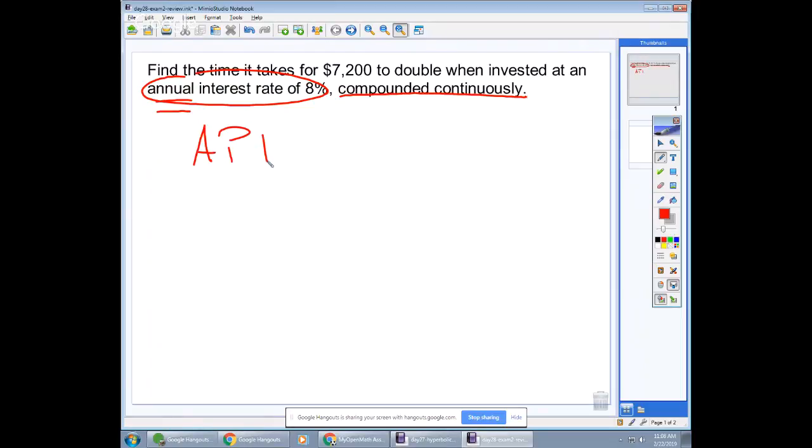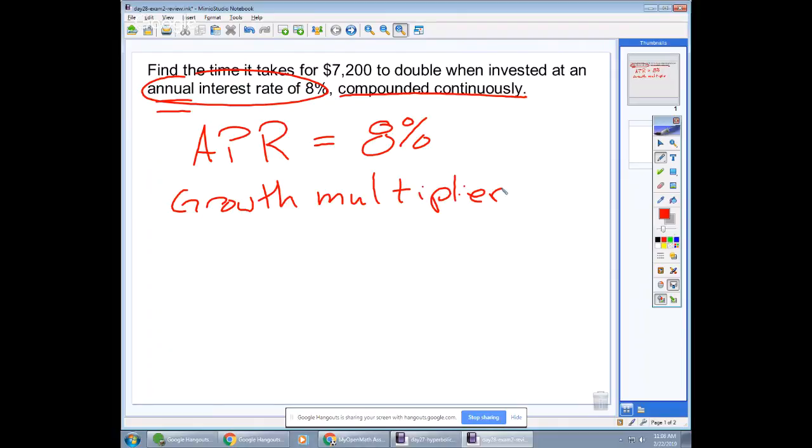So an annual percentage rate means that you get that growth multiplier. What do they give me? 8% here. So my growth multiplier would be just 1 plus 8%, right? So 1.08 is the growth multiplier. If I wanted to turn this into that P e to the RT formula, I would have to set e to the r equal to 1.08 to figure out what the continuous growth rate is. So there's a difference between annual growth rates and continuous growth rates.